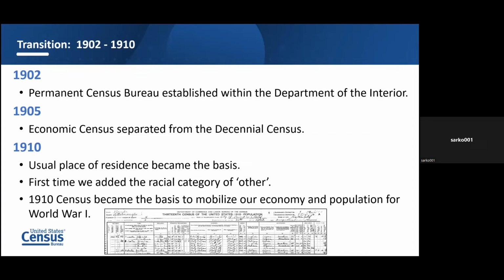In 1910, the census became the basis to mobilize our economy and population for World War I. The Census Bureau was able to use its compiled population and economic data to report a population of draft age men along with different states' industrial capacities. In fact, the Census Bureau conducted emergency censuses in 1917 of vital industries, including steel, wool, leather, and explosives to support the war effort.